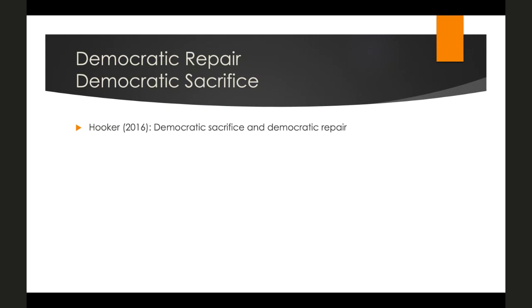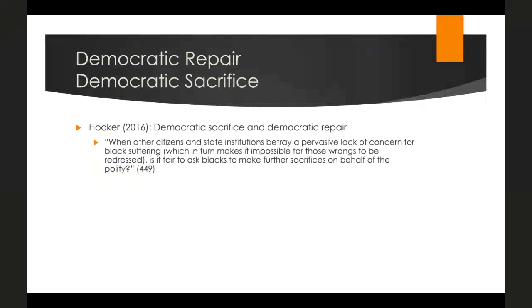However, Hooker develops this idea of democratic winners and losers into the idea of democratic sacrifice, which she takes from Danielle Allen as well, that democracy requires sacrifice. We don't always get what we want, or we aren't always able to get the policies that we want, but a fair democracy means that the democratic sacrifices should be evenly distributed throughout the citizenry. And Hooker's question is, when other citizens and state institutions betray a pervasive lack of concern for Black suffering, which in turn makes it impossible for those wrongs to be redressed, is it fair to ask Blacks to make further sacrifice on behalf of the polity?